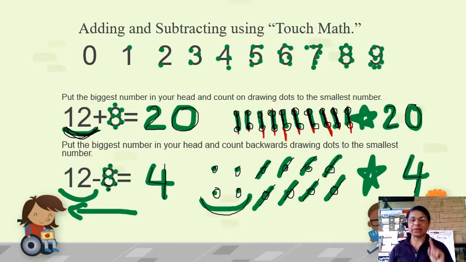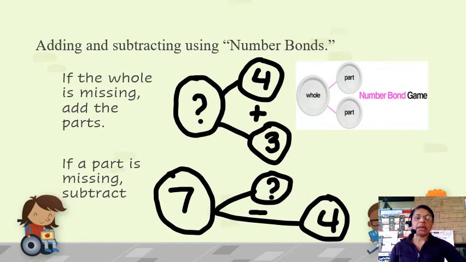So friends, this touch math is another way that you could use to solve your story problems, to draw the picture, to represent it so that you could show how you ended up with the answer you got. Here we are going to be adding and subtracting using our number bonds. And we already practiced that at the beginning.